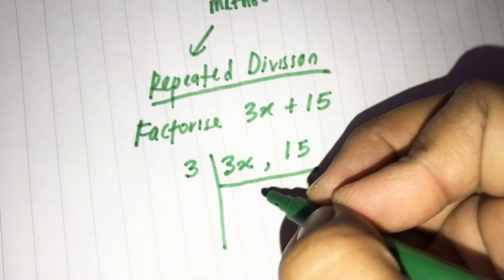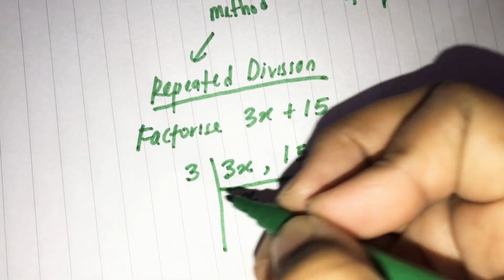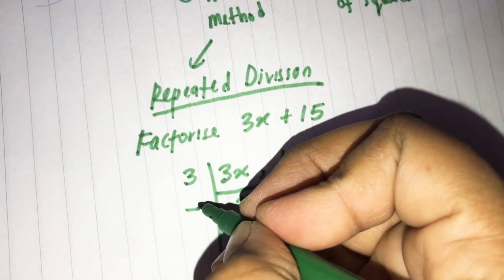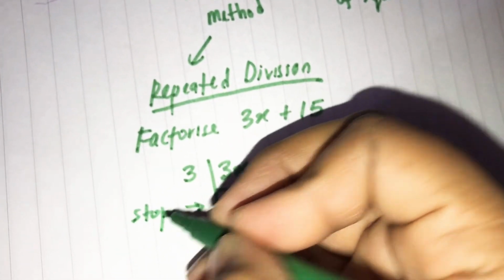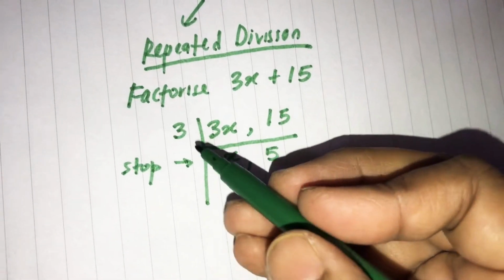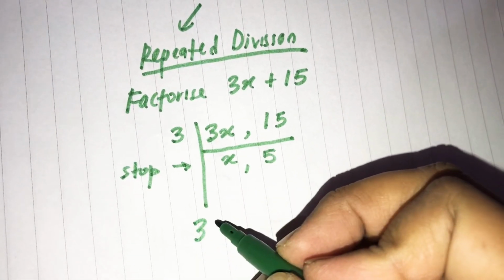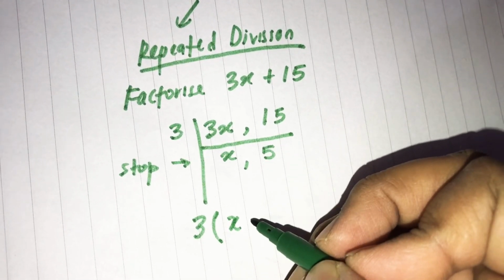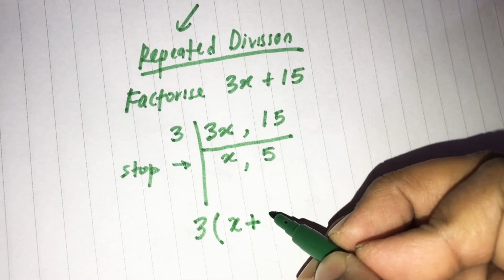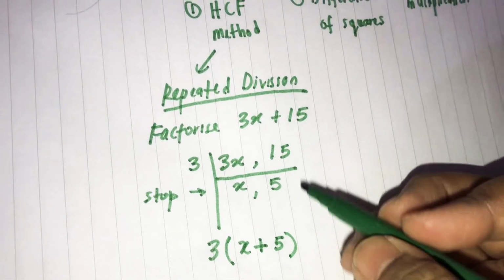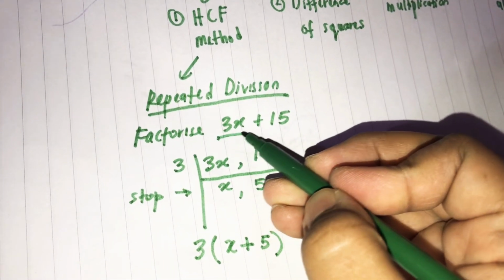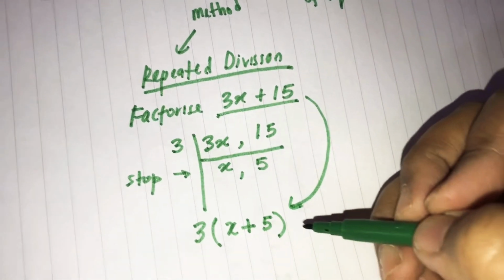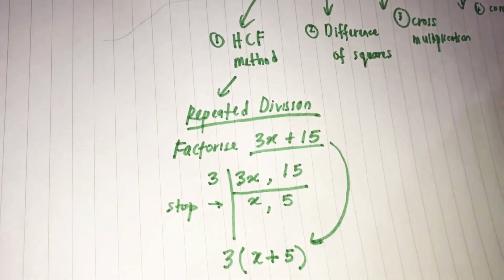3x divide 3, you will get x only. 15 divide 3, you get 5. For the highest common factor, if you cannot find any more common factors, you have to stop. Then the answer, you copy here: 3, open bracket, x, here positive value so you write plus, and then 5. Okay, then finish. So the answer here is 3, open bracket, x plus 5, using the highest common factor method.